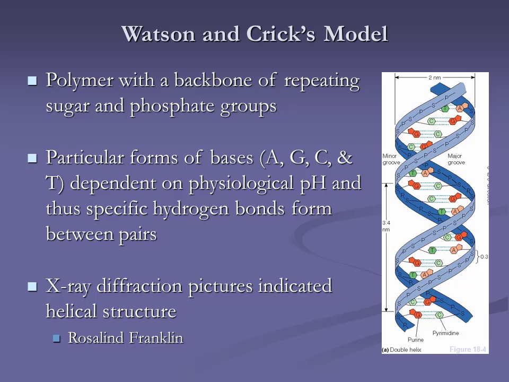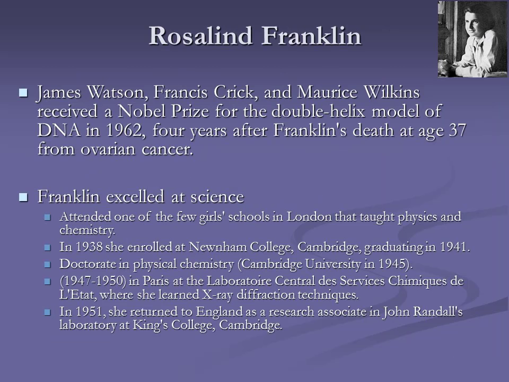But when we look at Rosalind Franklin's work, this is where we want to spend a little bit more time. So Watson and Crick won the Nobel Prize for their discovery of DNA in 1962, 4 years after Rosalind Franklin's death. She died at age 37 from ovarian cancer. And when you look through her story, it's so very interesting because she received her doctorate in physical chemistry, which means she was really smart, right? If you've ever heard of physical chemistry.